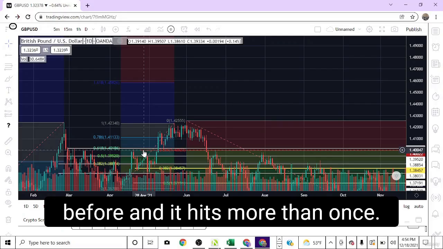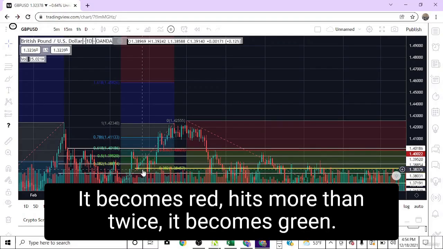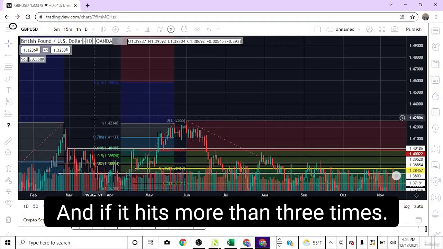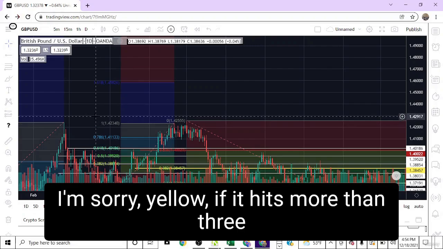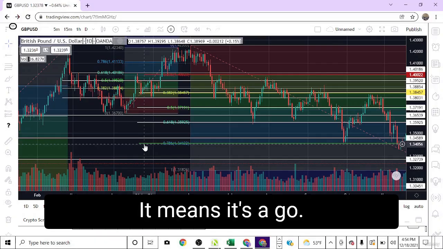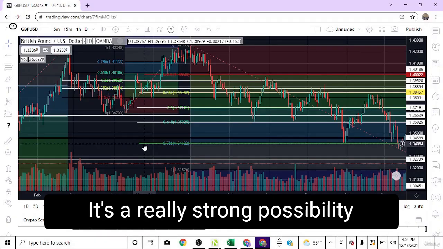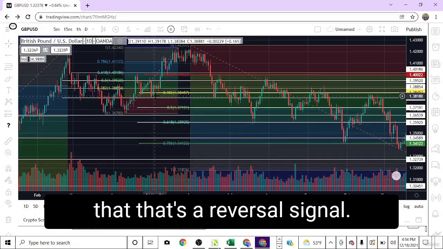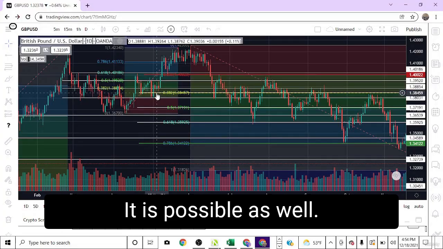And if it hits more than once, it becomes red. Hits more than twice, it becomes yellow. If it hits three or more times, it becomes green. What is a green light? It means it's a go. It's a really strong possibility that that's a reversal signal. Yellow is caution. It is possible as well.